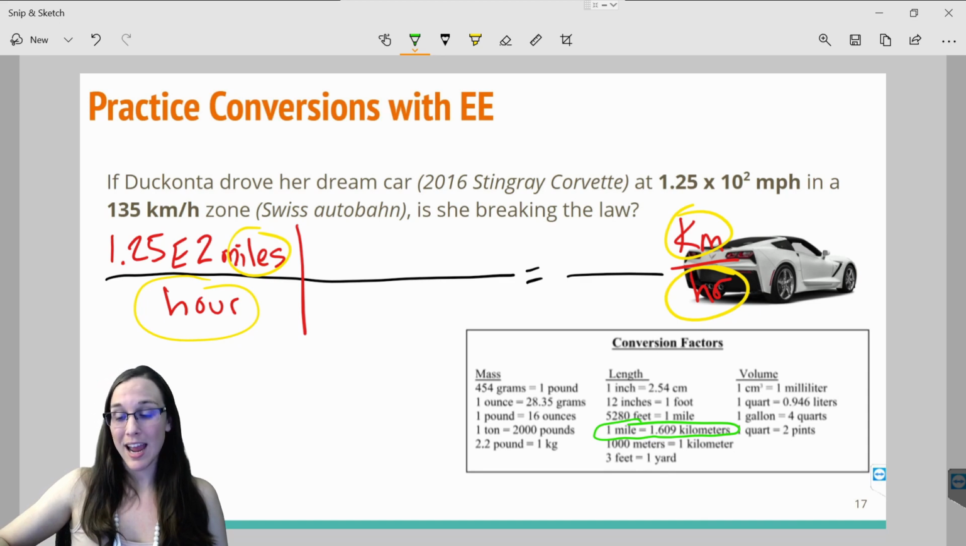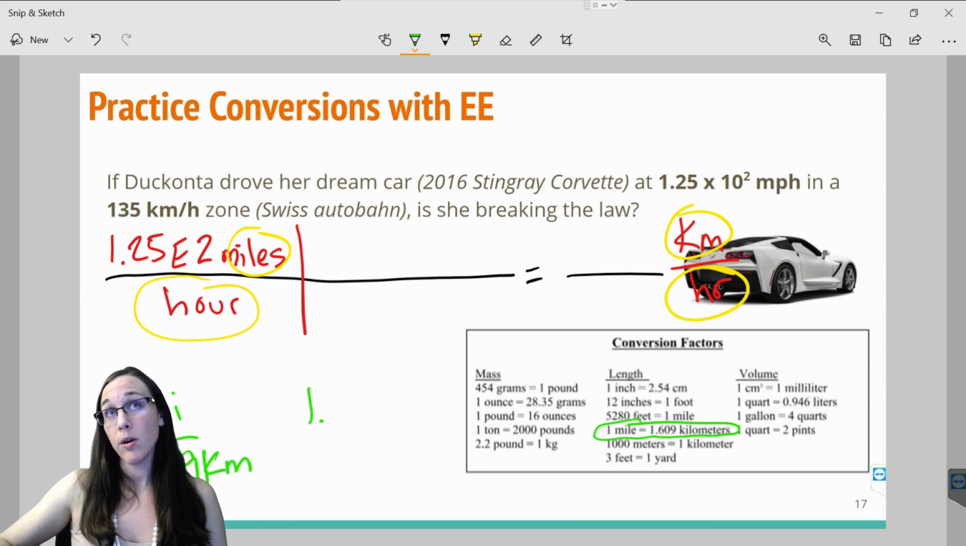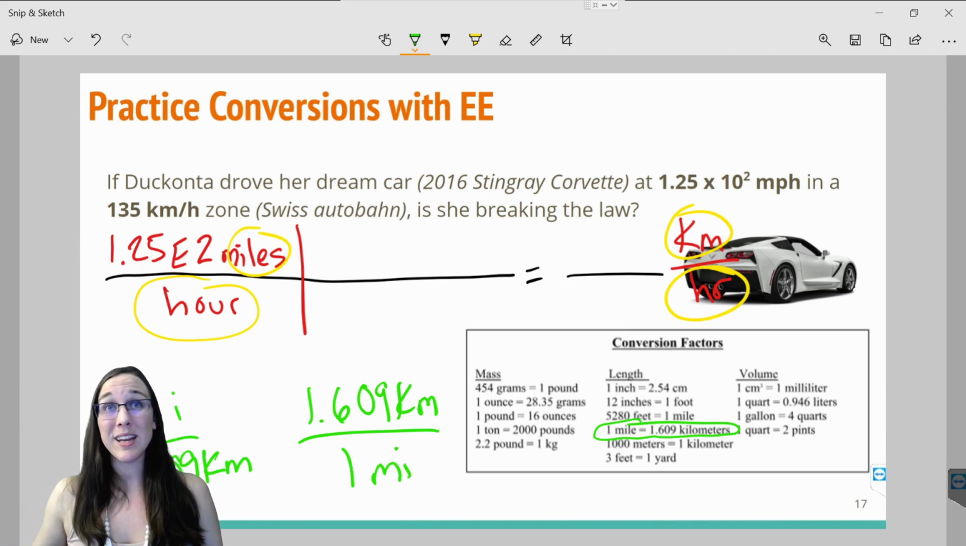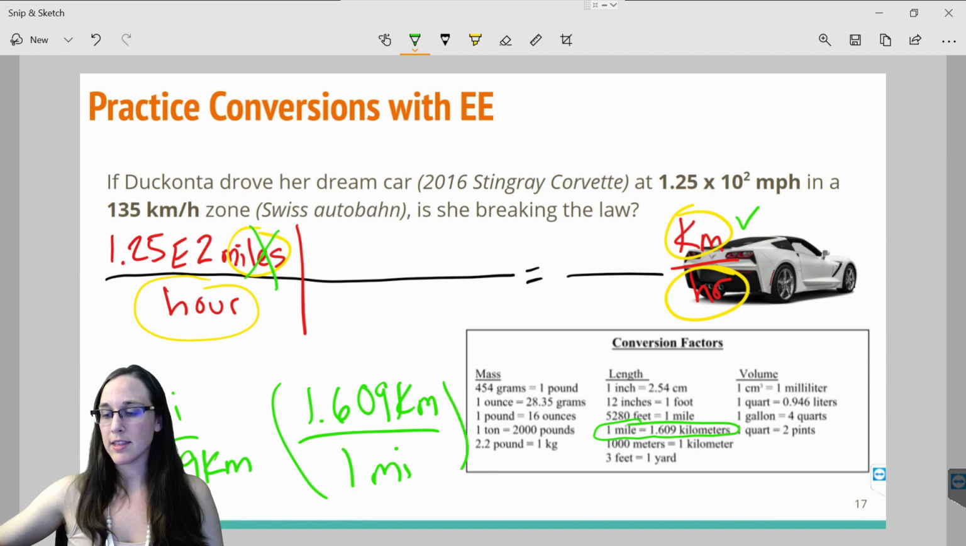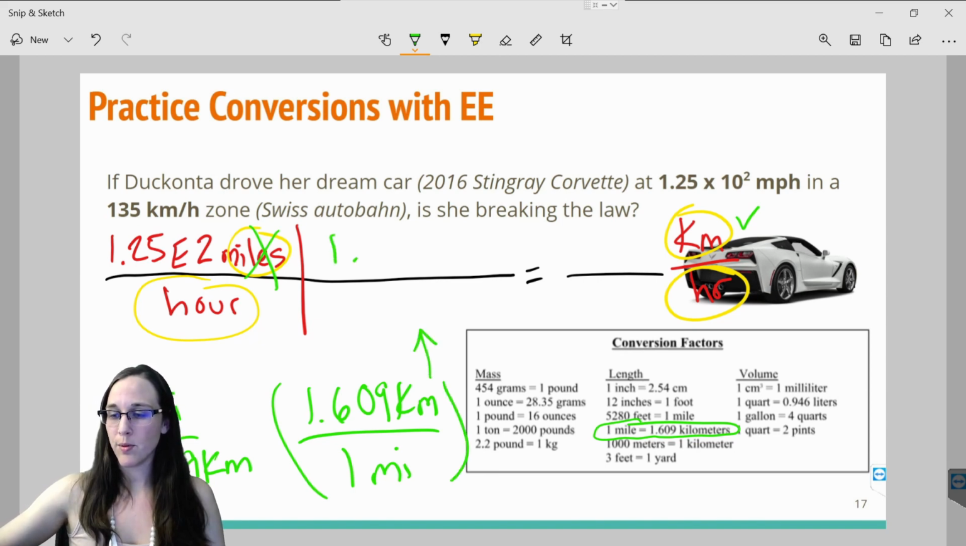Again, this can be written as 1 mile over 1.609 kilometers, or 1.609 kilometers over 1 mile. In this case, we need kilometers on top so that it matches our answer, and we need miles on the bottom so that we can cancel this miles here. So we have to use this setup for our domino in that spot. 1.609 km, kilometers, over 1 mile.